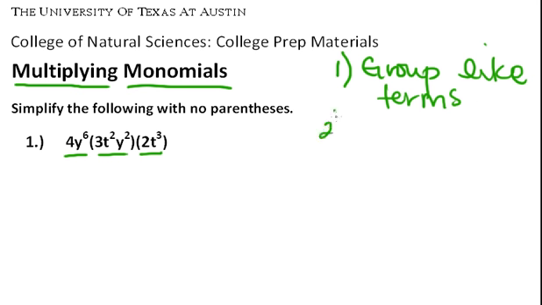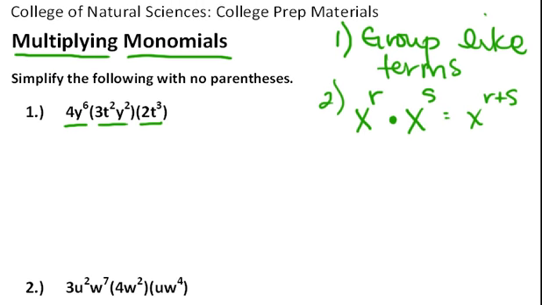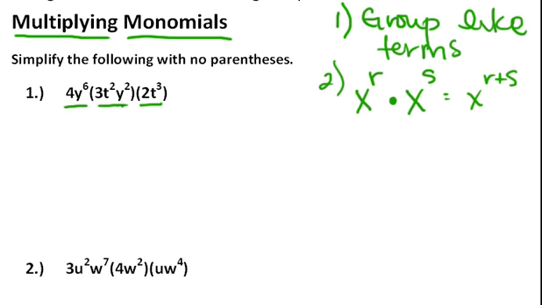And then secondly, you can use a certain property of exponents, and that is if you have a number raised to a power and you're multiplying it by another like term raised to a different power, then the new power will be the sum of the two powers. And so these are the two approaches you will take when simplifying these expressions, and so let's just get some practice doing that.